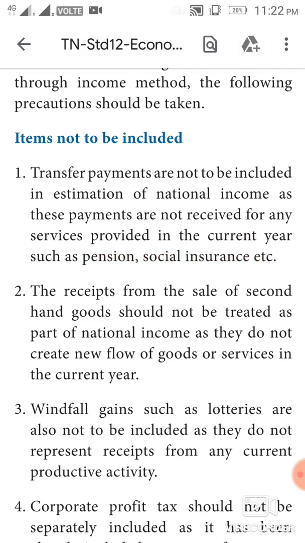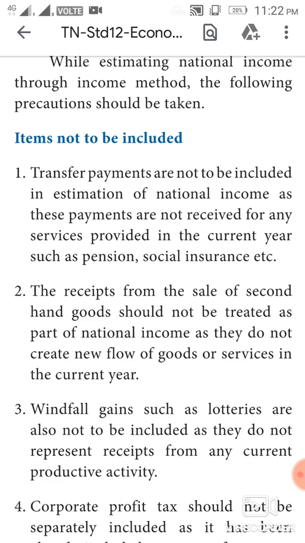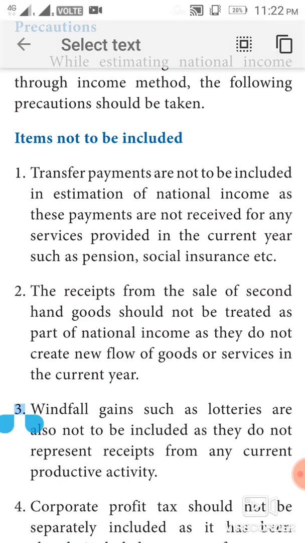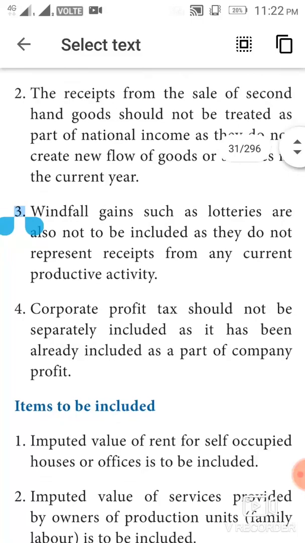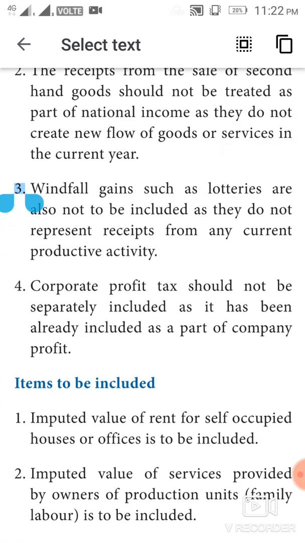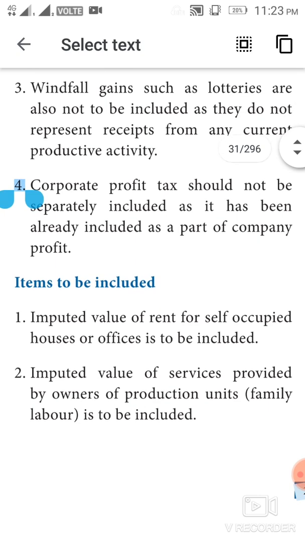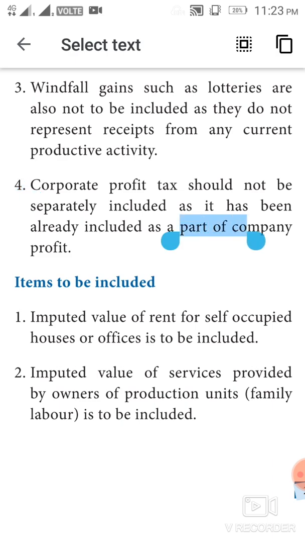Second, the receipt from the sale of second-hand goods should not be treated as part of national income as they do not create new flow of goods or services in the current year. Third, windfall gain such as lotteries are also not to be included as they do not represent receipt from any current productive activity. Windfall gain means unexpected gains. Fourth, corporate profit tax should not be separately included as it has already been included as a part of company profit.